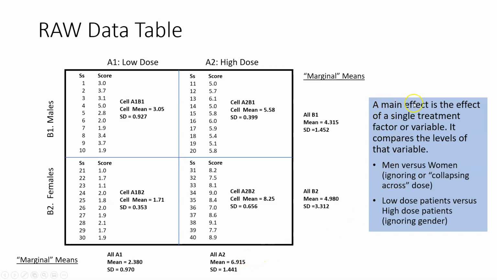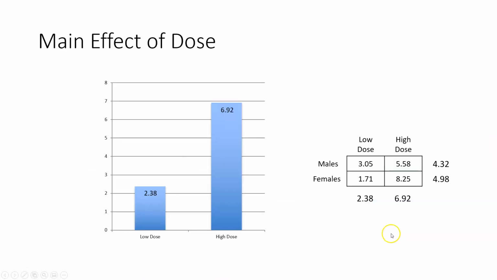So as you can see here, a main effect is the effect of a single treatment factor or variable. It compares the levels of that variable. So in this situation, we've compared men versus women, ignoring, or we might use this phrase, collapsing across dosage. We don't care about dosage when we're comparing this mean versus this mean for men versus women. And then later, we also compare the low dose patients versus the high dose patients, ignoring their gender. So we compare low dose versus high dose regardless of their sex.